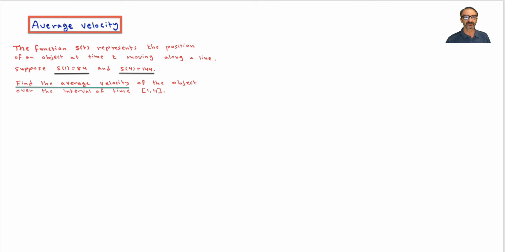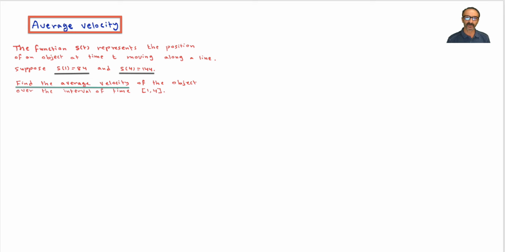The function s of t represents the position of an object at time t, moving along a line. Suppose that s at 1 equals 84 and s at 4 equals 144. So I have two inputs, we have two outputs. Find the average velocity of the object over the interval of time 1 to 4.